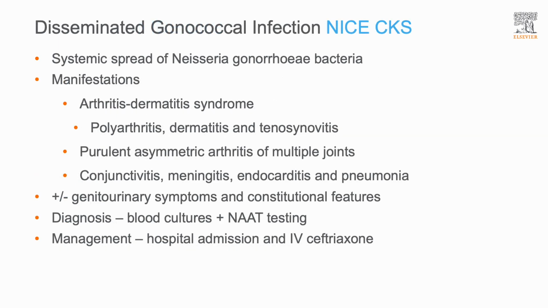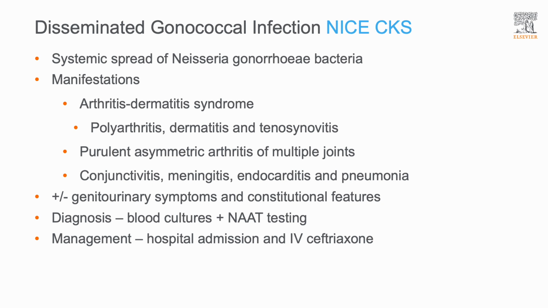Disseminated gonococcal infection describes the systemic spread of Neisseria gonorrhoeae bacteria. There are several manifestations. As seen in this stem, we had an arthritis-dermatitis syndrome with a polyarthritis, dermatitis, and tenosynovitis. It can present with a purulent asymmetric arthritis of multiple joints, and further features include development of conjunctivitis, meningitis, endocarditis, and pneumonia. There may or may not be concurrent genitourinary symptoms and constitutional features.